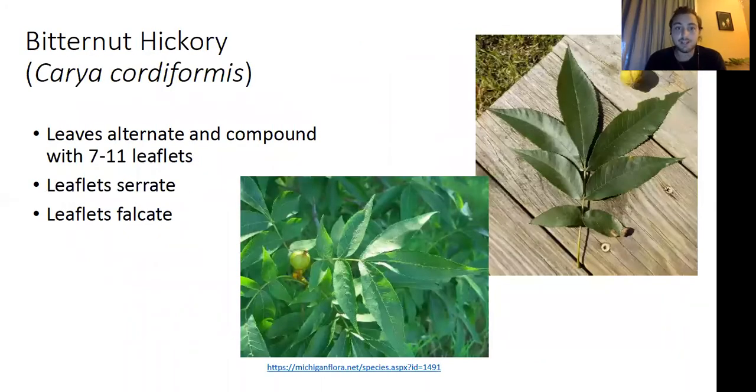So for a bitternut hickory, our leaves are alternate and compound. So remember, compound, there is no bud between each of these leaflets. The bud would exist at the point in which this area of the petiole connected to the stem. So our bitternut hickory can have anywhere between 7 and 11 leaflets, with its leaflets being serrate, so the teeth pointing upwards towards the tip of the leaf, and they're falcate in shape, kind of shaped like a beak of a falcon. All right.